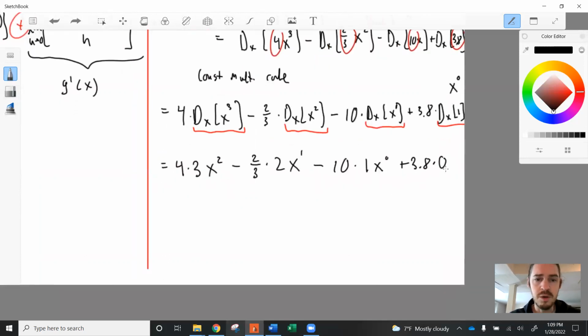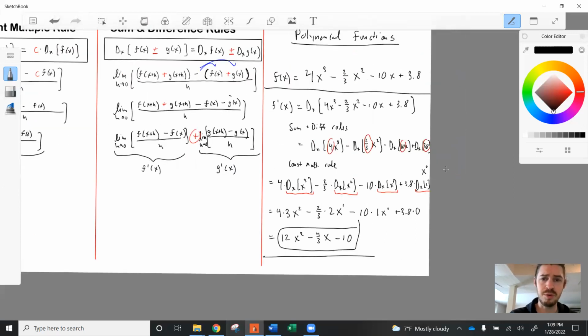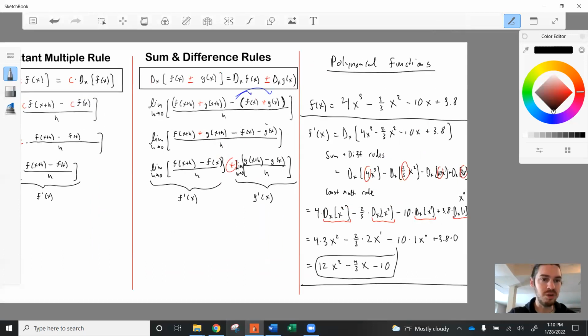But there we go. We've split up the derivative, we've pulled the constants out, we've applied the power rule to each part, and now we have an answer. 12x squared minus 4/3 x minus 10 plus 0. And that's the derivative. Starting with f, now we have f prime. That's kind of a lot of work, and you do not need to go through all those steps. I'm showing it to you now so you can see how these rules together with the power rule allow us to differentiate any polynomial function.